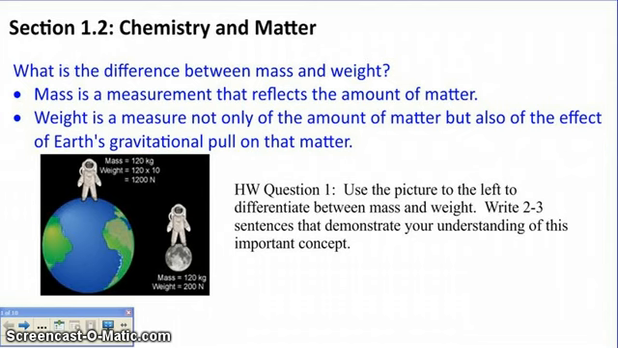So once again, here are the textbook definitions. Mass is a measurement that reflects the amount of matter. Now hopefully you can tell me the most common unit for mass. Anyone? Yes, you're right, that would be the gram. Weight is a measure not only of the amount of matter, but also of the effect of Earth's gravitational pull on that matter. And so we typically measure weight in pounds in the United States.